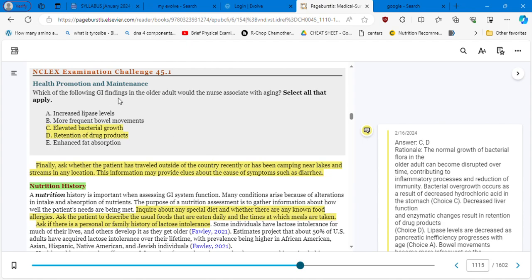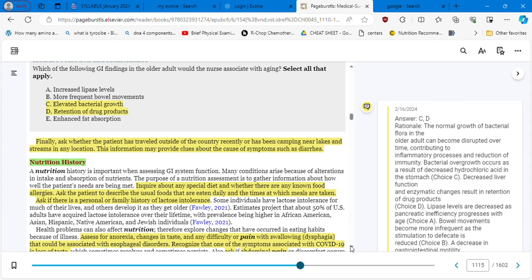Which of the following GI findings in the older adult would the nurse associate with aging? Select all that apply, and the answer is elevated bacterial growth, right, because of the imbalance in the microbiota, and retention of drug products. So the rationale here is the normal growth of bacterial flora in the older adult can become disrupted over time, contributing to inflammatory processes and reduction of immunity. Bacterial overgrowth occurs as a result of decreased hydrochloric acid in the stomach, and then decreased liver function and enzymatic changes result in retention of drug products.